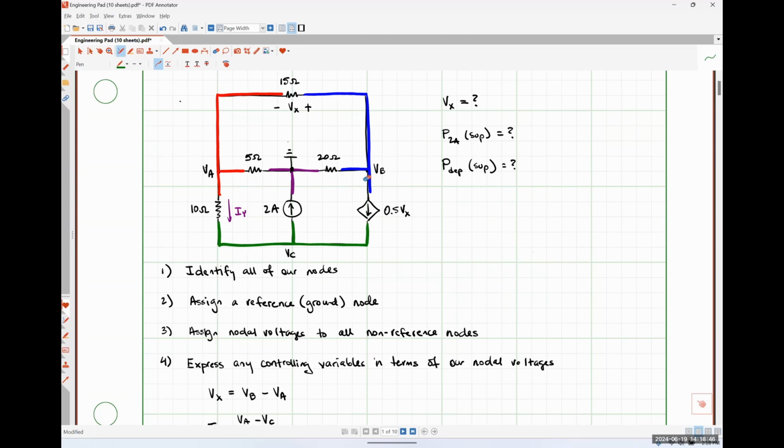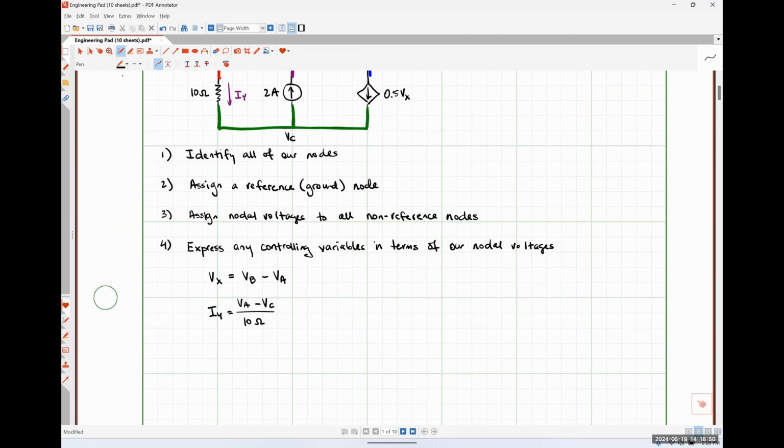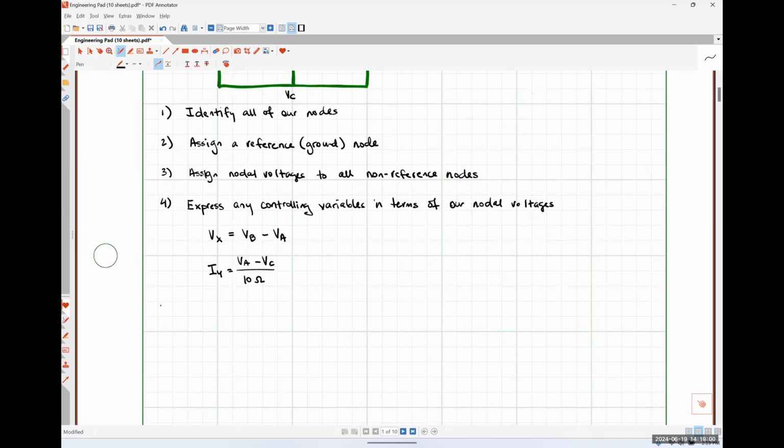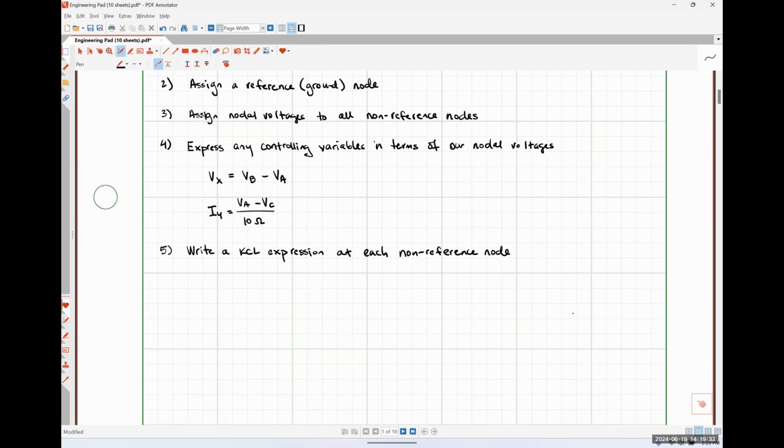All right, so let's talk about step number 5 here. We've expressed our controlling variables in terms of our nodal voltages. So now what we're going to do is write a Kirchhoff's current law, or KCL, expression at each non-reference node. We have 3 non-reference nodes for this particular circuit: node A, node B, and node C.